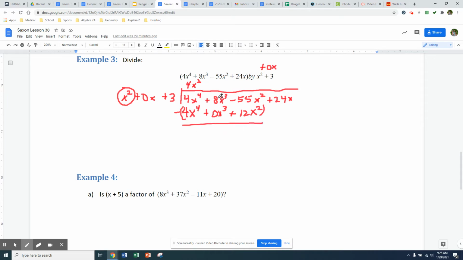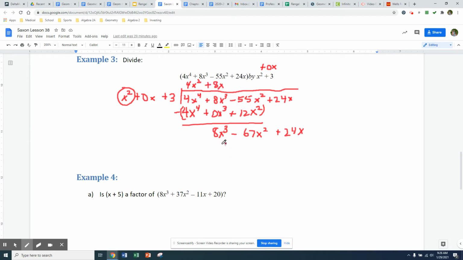And 4 minus 4 is 0. 8 minus 0 is going to be 8x cubed. Then I have negative 55 minus 12. Well, if I'm at negative 55 and I subtract 12 more, that's going to bring me down to negative 67x squared. And then I have this plus 24x coming down. So anytime I do a cycle, I bring down the next possible term, and now I have my next part set up. Here we're going to try to get x squared to equal 8x to the third, so that's going to be a plus 8x.